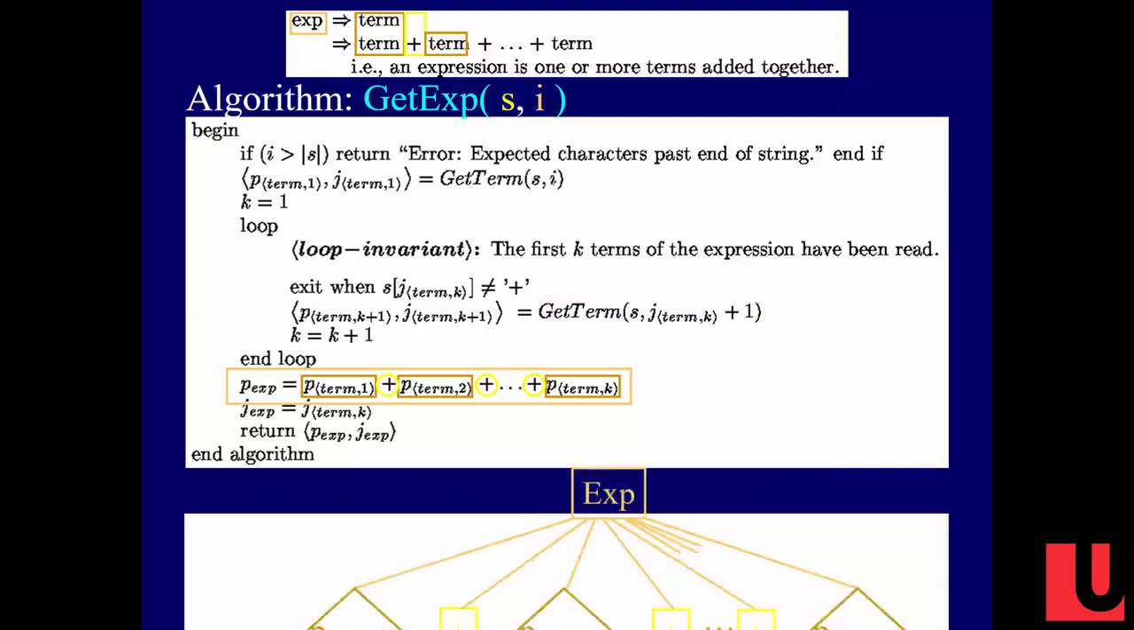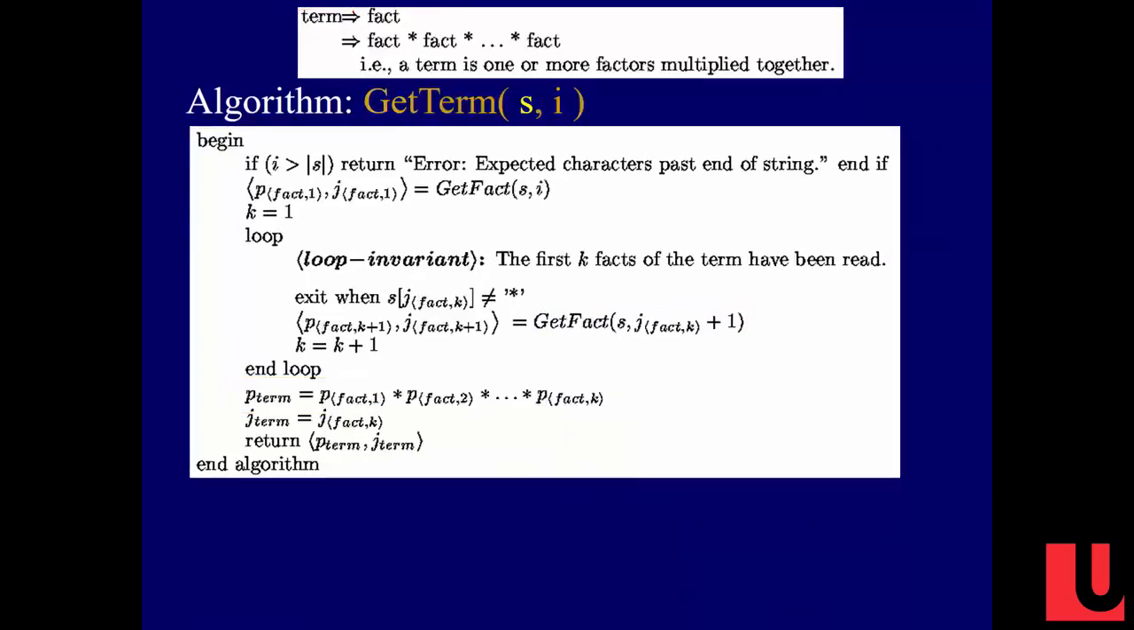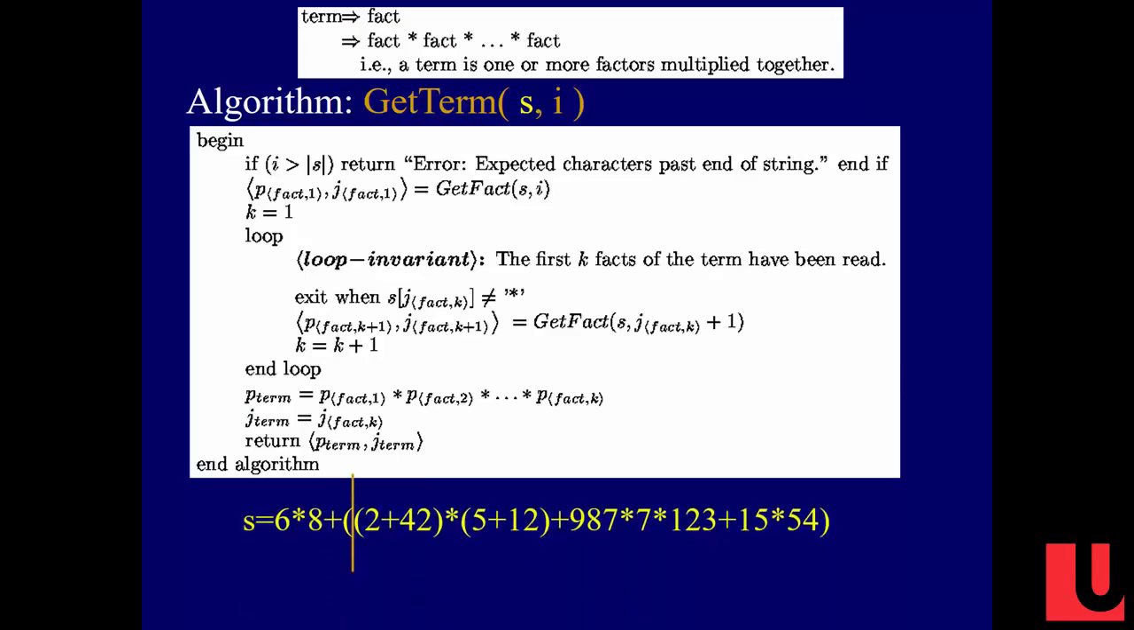So then when we get to get term, it's going to be the same sort of thing. We're starting there. We see, okay, what are our rules? All our rules begin with factor. So we call get factor, who returns to us the first factor. And then we look, what's next? Well, it's either times or we're done. So we look to see, is the thing past our first factor a times? And it is.